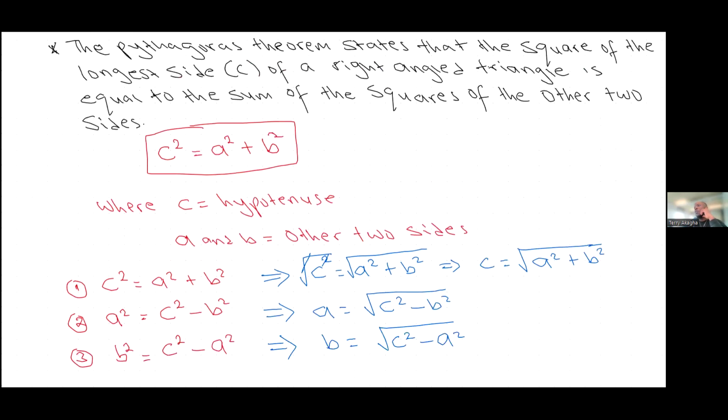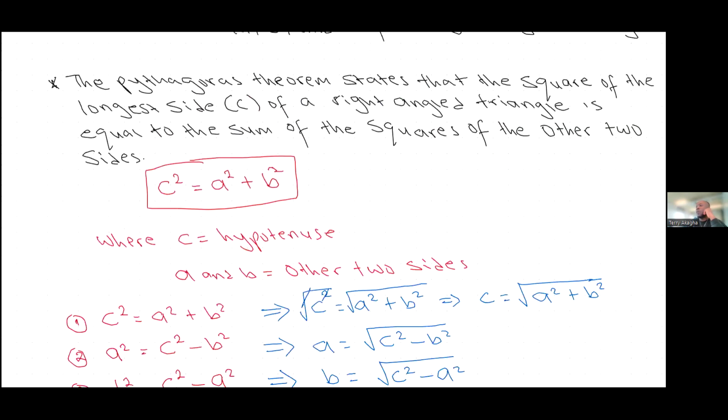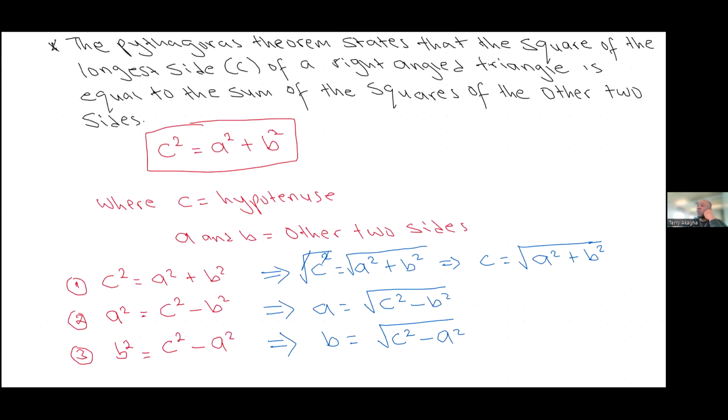So what I'm going to do now is state the three rules, or the three steps, on how to solve this. So let's start. The three steps: how do you solve questions involving Pythagoras theorem? Number one, you have to first identify the A, B, and C.